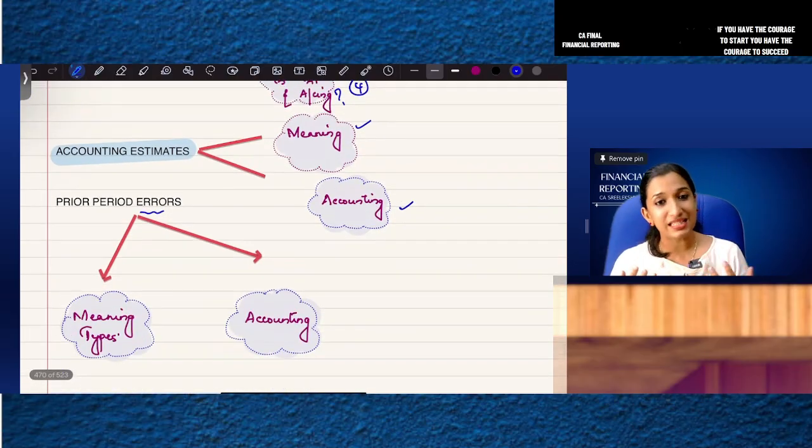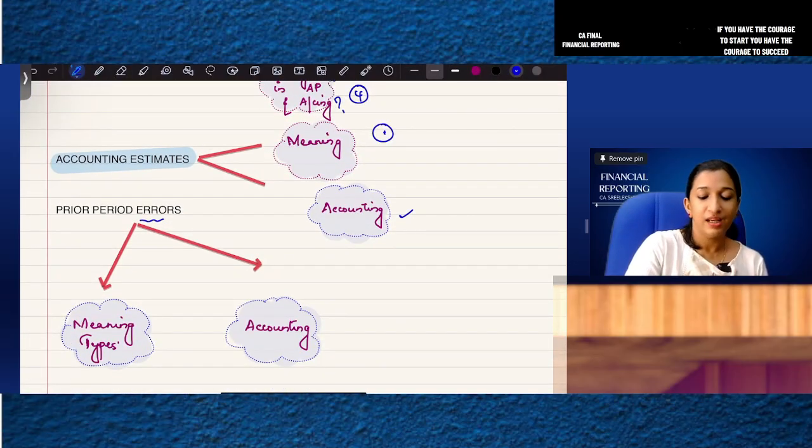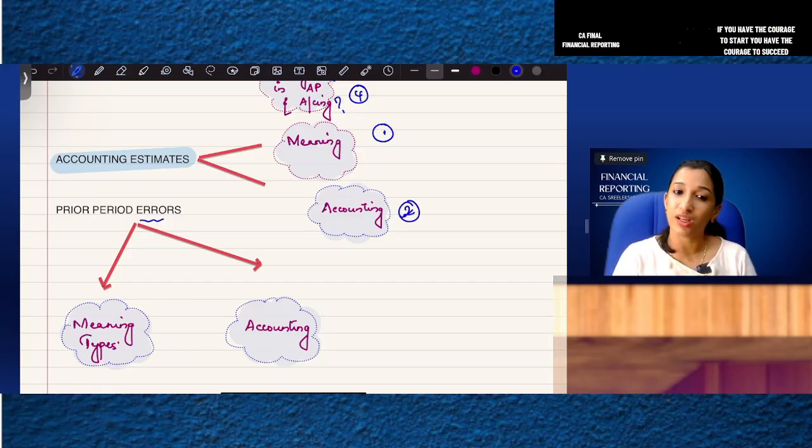Now, accounting estimates, meaning, and what is the accounting when there is a change in accounting policy? What is the accounting and disclosures?